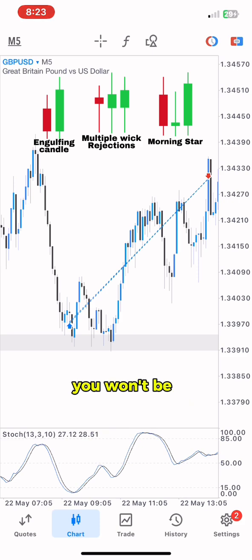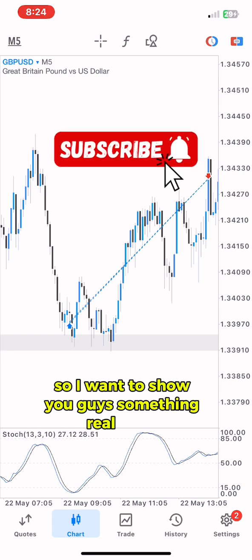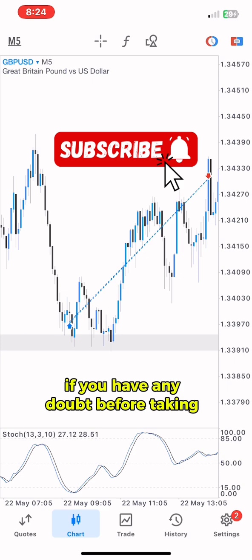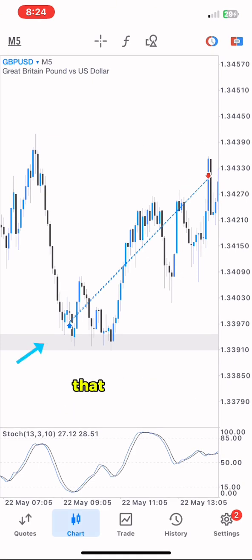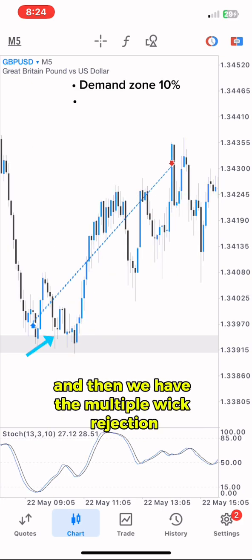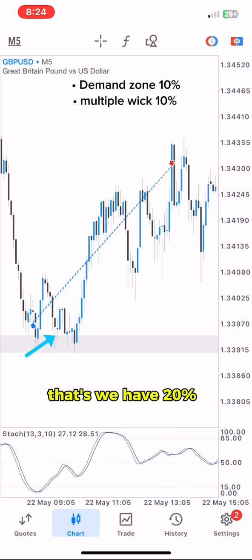You won't be doubting yourself before placing any trades in the market. So I want to show you guys something real quick. If you have any doubt before taking any trades, that's why I have these confluences aligned. First, we have the demand level. That is a 10% confirmation to place a trade for me. And then we have the multiple weak rejection, another 10% confirmation to place a trade. That's 20% now.